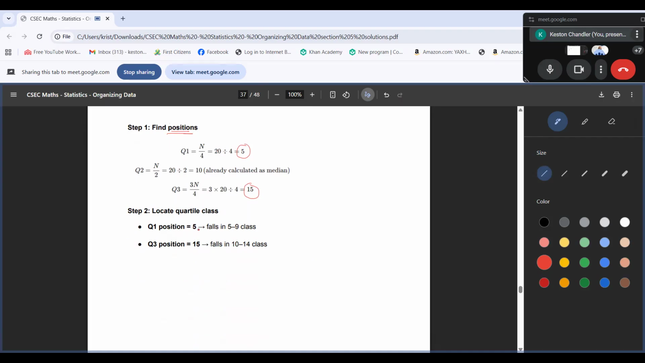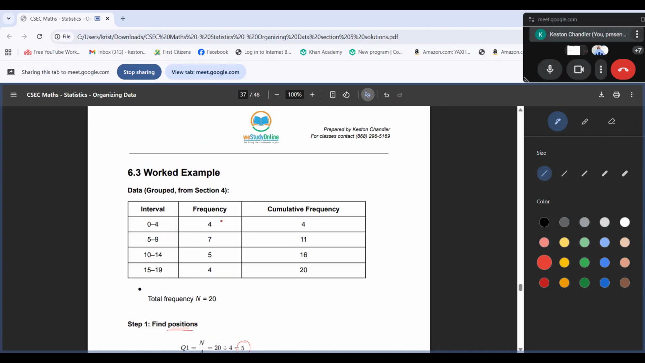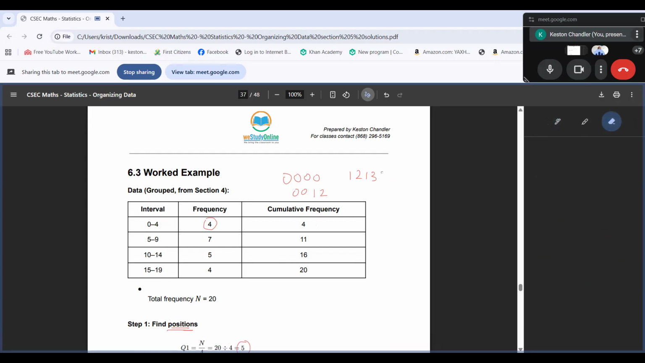So my Q1 position 5 falls in this class 5 to 9. How could I tell? Because up until this point, in the interval 0 to 4, the frequency is 4. So there are 4 observations that belong to this class. That could be 4 zeros, or 2 zeros and a 1 and a 2, or a 1, a 2, and a 3. That's 4 observations. We don't know what the exact numbers are. All we know is that the frequency of data observed in the interval 0 to 4 is 4. So that's just 4 positions.